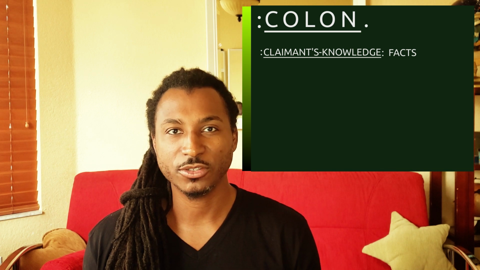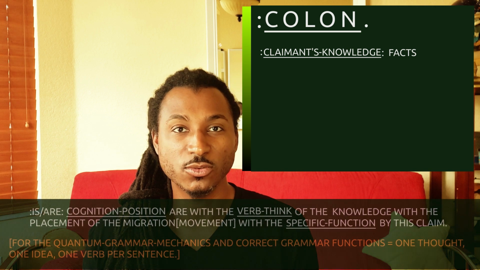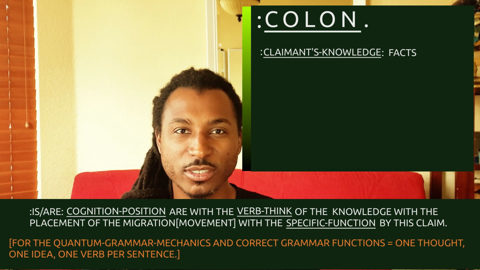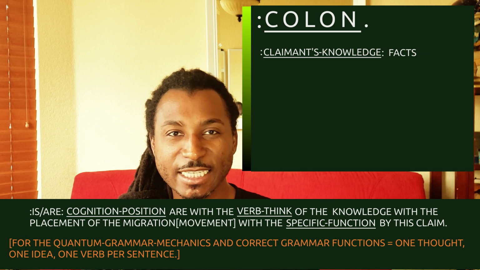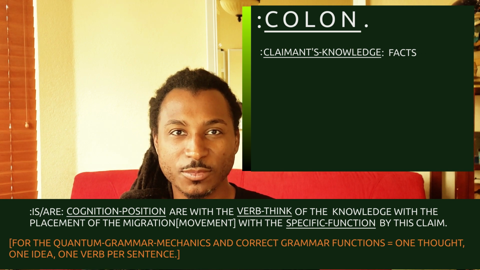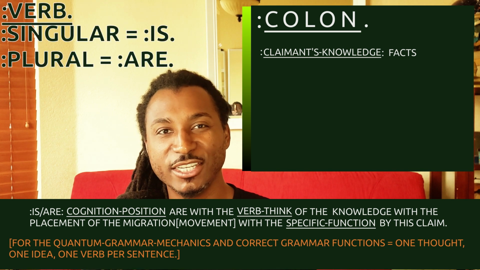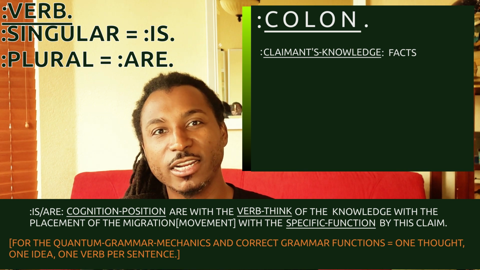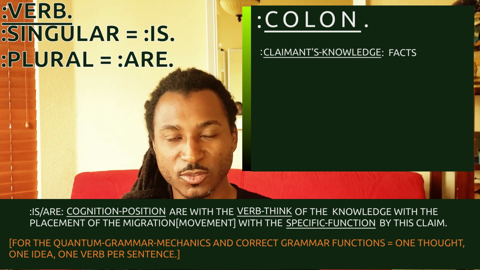Now, in quantum grammar, and in the English language also, there are only two verbs. They never taught you that in school. Why? I have no idea. Running is not a verb. Eating is not a verb. Swimming is not a verb. There are only two verbs, and these two verbs are is and are. Is is singular, and are is plural.